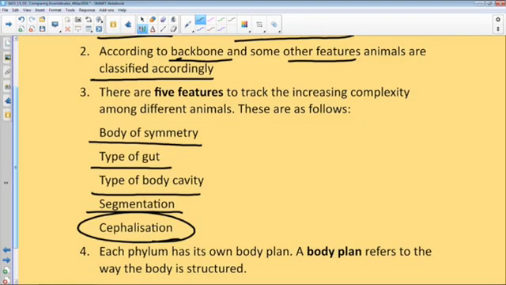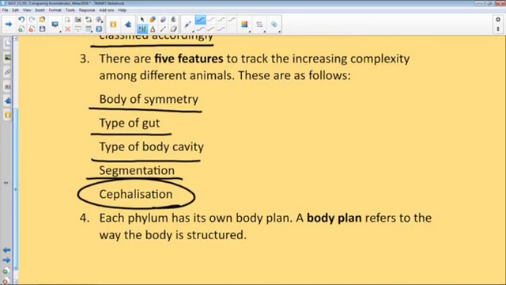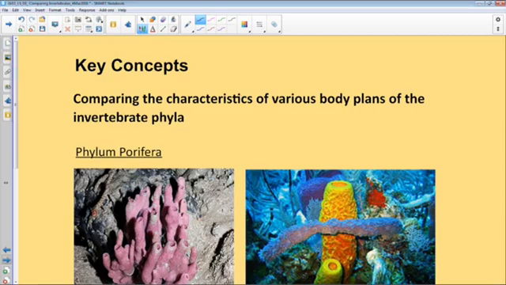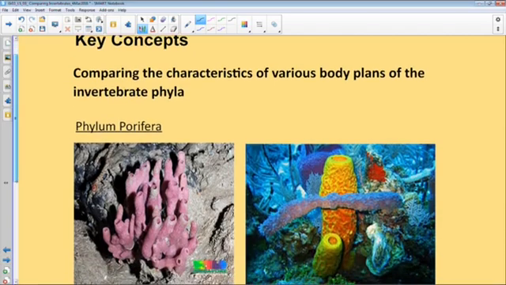So we also discussed the concept around organisms having a body plan, and that essentially refers to the way an organism is structured. And essentially that is what we're going to be basing our comparisons today between the different groups of invertebrates. So let's look at these. So guys, what we're going to focus on today is comparing the characteristics of the various body plans of the invertebrate phylum. And the first group that we're going to look at is Porifera.